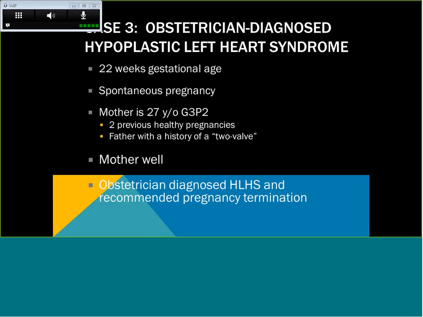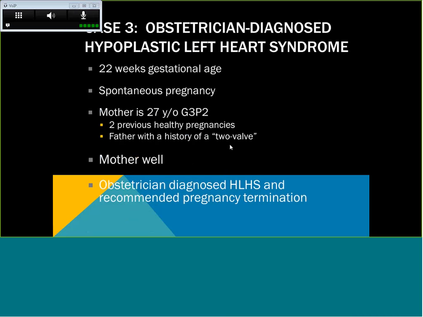All right. So case 3, this is a patient that came to us with an obstetrician-diagnosed hypoplastic left heart syndrome. This patient is at 22 weeks. There was a spontaneous pregnancy. There were 2 previous healthy pregnancies, and the father says that he has a history of a 2-valve. That's a direct quote. So it's always a little bit hard to sort out when the family says that they have something and you don't know exactly what it is, but 2-valve kind of raises the specter of maybe a bicuspid aortic valve or something like that. At least that's the way us fetal and pediatric cardiologists think.